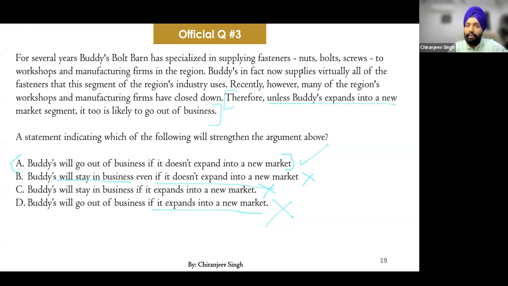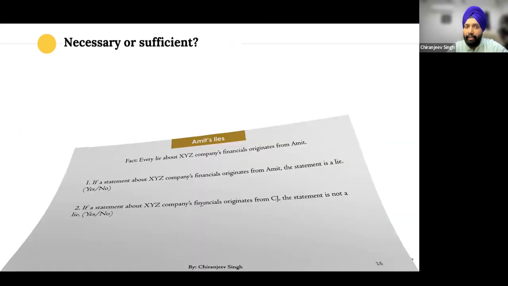C is not strengthening, Manvi, as I said. Essentially, if you look at C, it is saying expansion is enough to stay in business, that it will stay in business if it expands. So essentially it's saying expansion is enough. But the conclusion is that it is necessary. And we have discussed in the last session that saying something is sufficient doesn't strengthen that it is necessary.